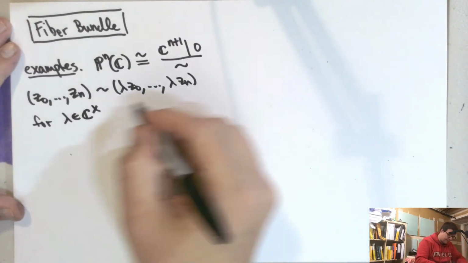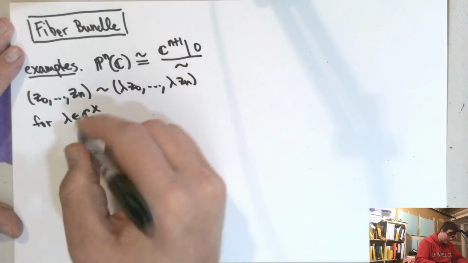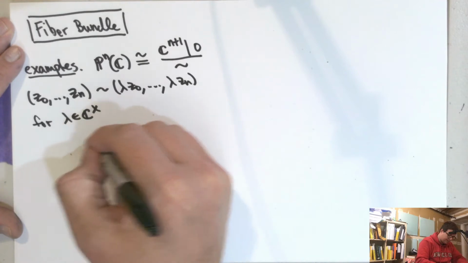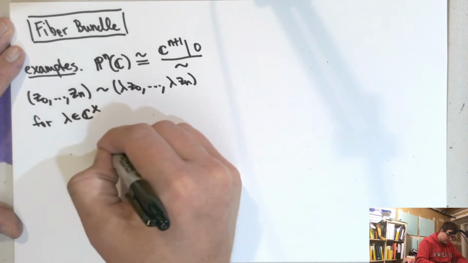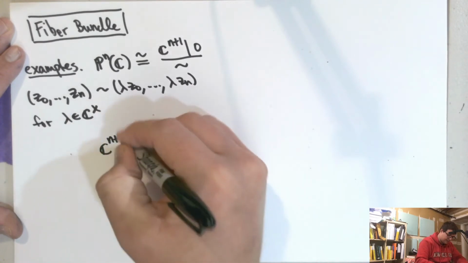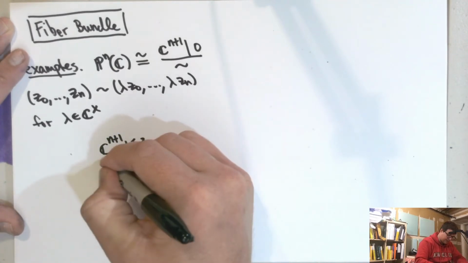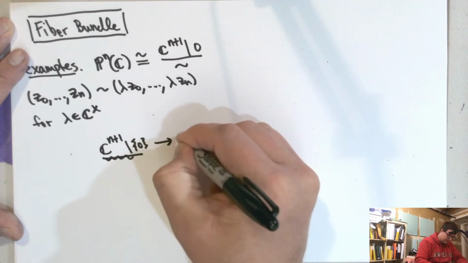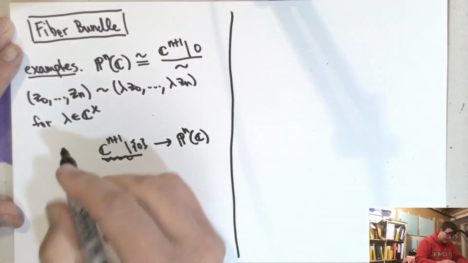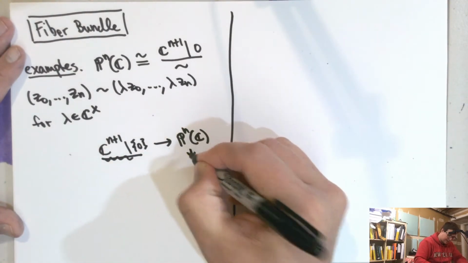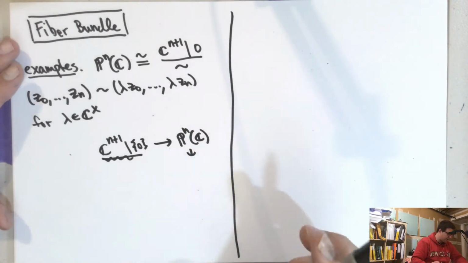But there's a map from here to here. There's a map from C^(n+1) minus the origin, modulo this equivalence, to this complex projective space. And then if I were to take a point here, what does the preimage look like? The preimage is going to look like a bunch of points.